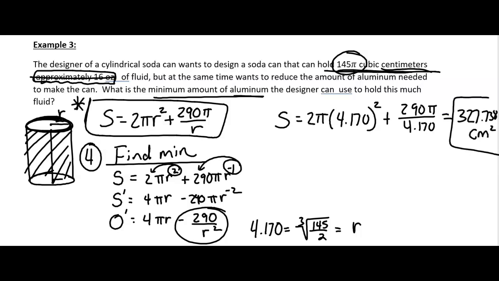And I get 327.738 square centimeters. Remember, we're talking about areas, so that's why I put square centimeters. You have to pay attention to your units, like radius will just be centimeters. Area is going to be square centimeters. If you're talking about volume, that's cubic, right? So pay attention to those units. But that's not as big of a deal, but that's the basic outcome there.